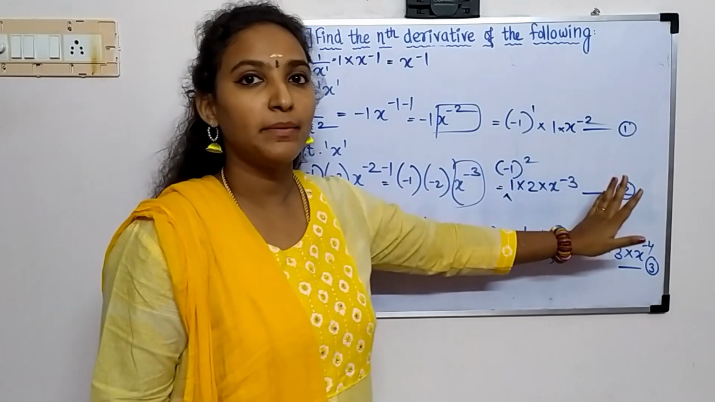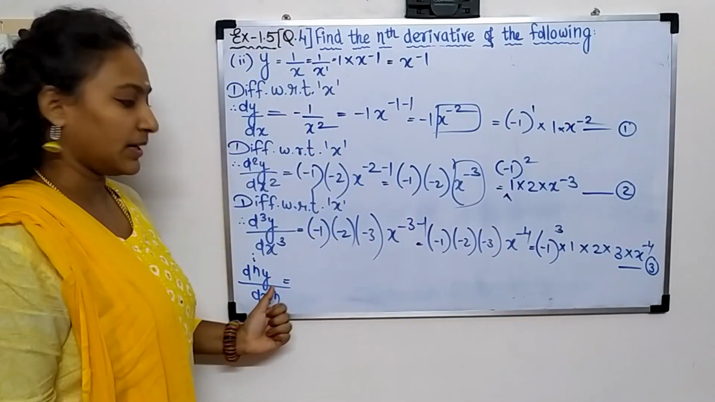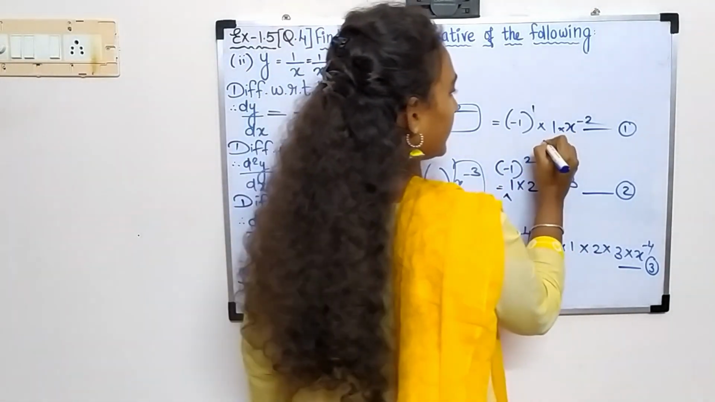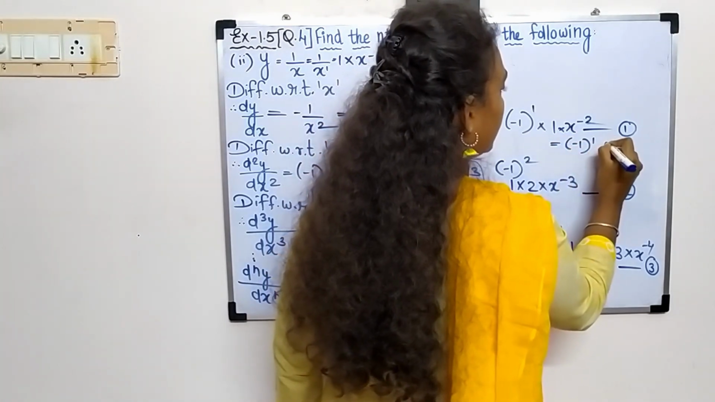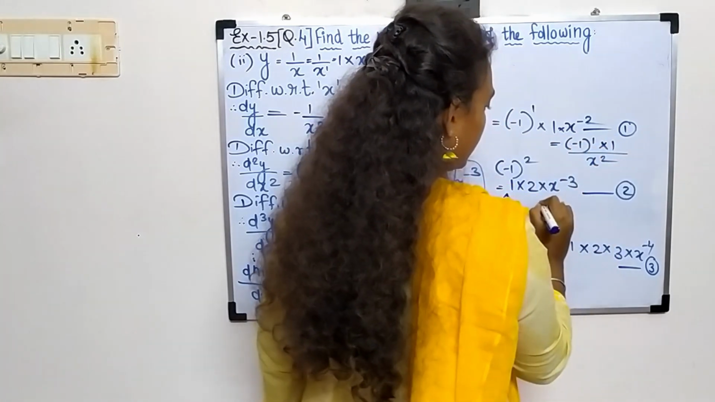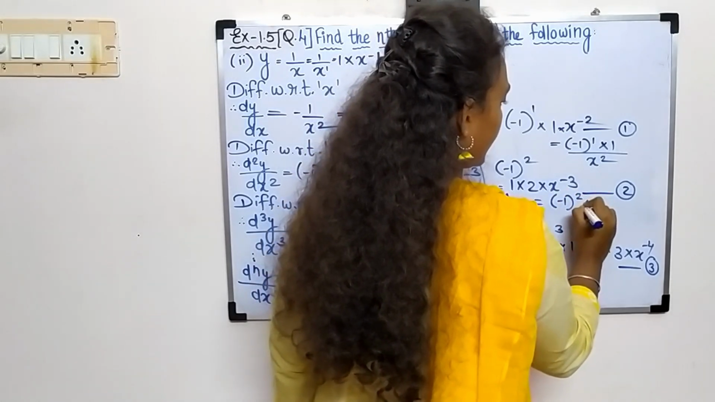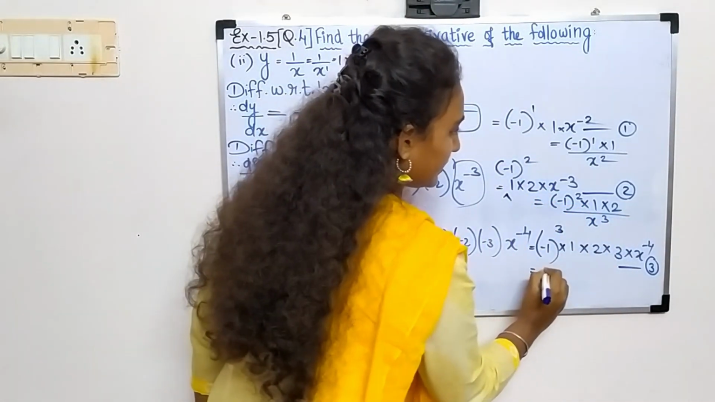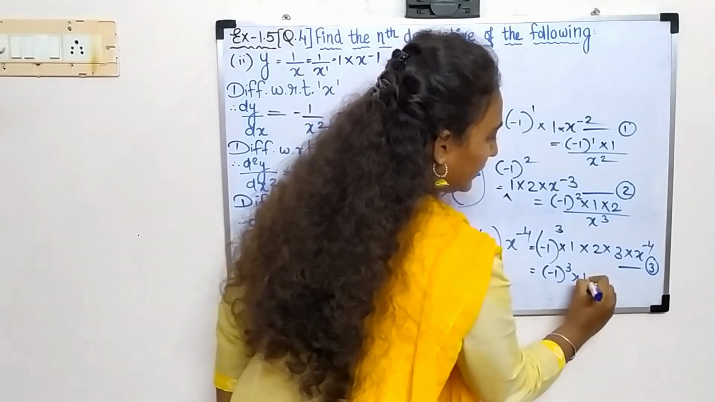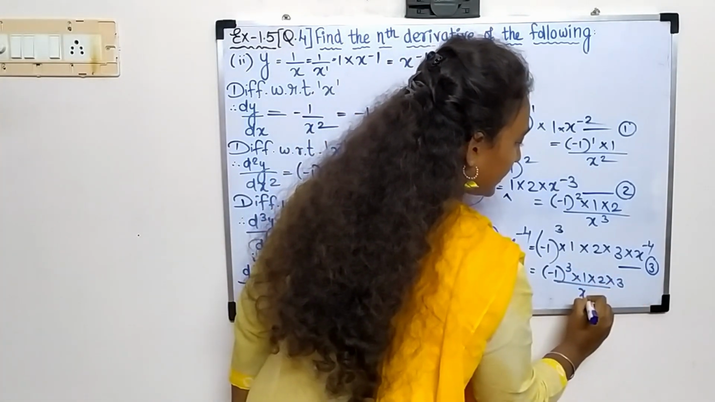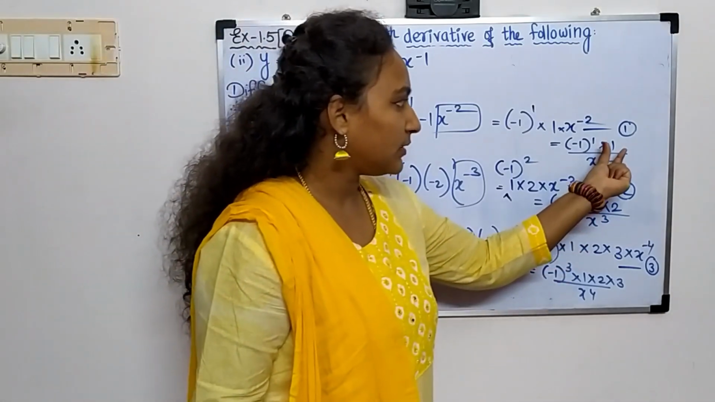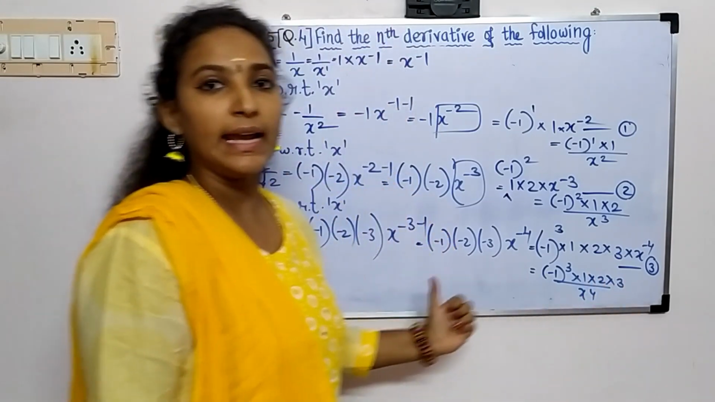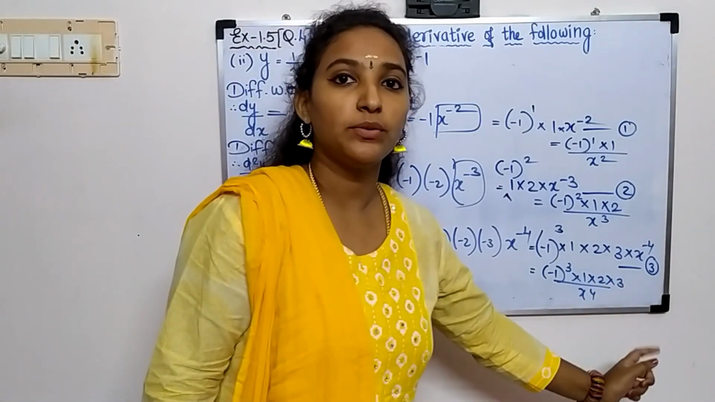Now we can follow this similar pattern in d power n y upon dx raised to n. Moreover, we can take this x to the denominator. So this will be minus 1 raised to 1 into 1 upon x square. This is minus 1 square into 1 into 2 upon x cube, and this is minus 1 cube into 1 into 2 into 3 upon x raised to 4. So you can see that we have first 1, then 1 into 2, then 1 into 2 into 3, and in the nth derivative it will become 1 into 2 into 3 up to n.